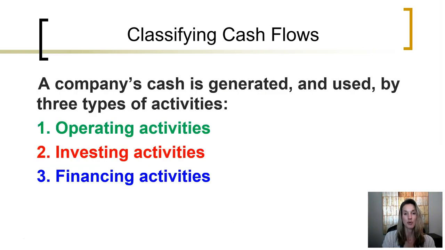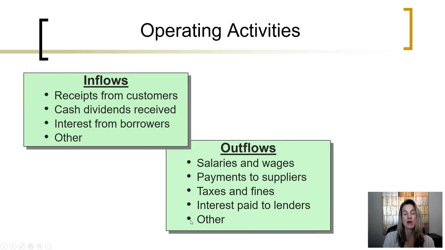This statement breaks down all of the company's activities into three types: operating activities, investing activities, and financing activities. Operating activities are the normal day-to-day activities that a company engages in through the selling of inventory or selling of a service to customers, receiving cash payments from customers, incurring expenses, paying those expenses, etc.